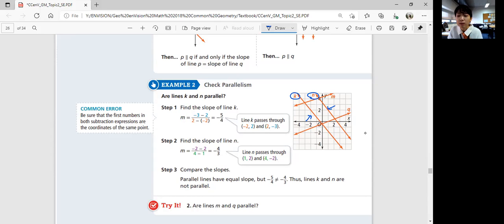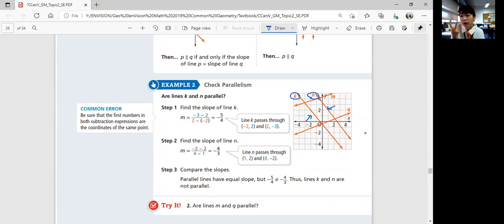So step 1, find the slope of line K, and then step 2, find the slope of line N, compare the slopes, and if they're equal to each other, they are parallel. So let's count the slope of line K. There are two ways to find the slope of the line. Count them on the graph, if you have a graph. Secondly, you have a slope equation, rise over run, so change in y over change in x. The change in the vertical distance versus the change in the horizontal distance would be your equation.